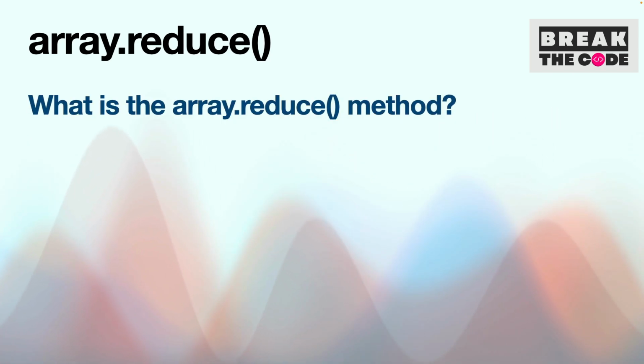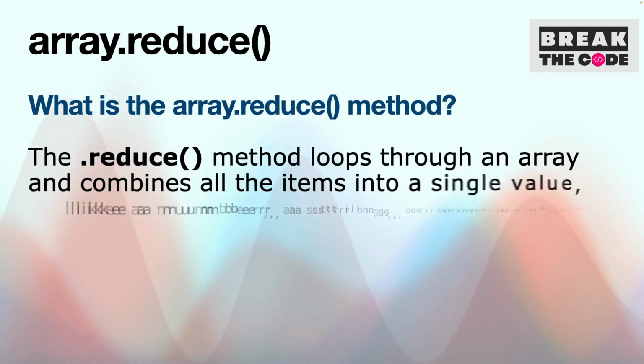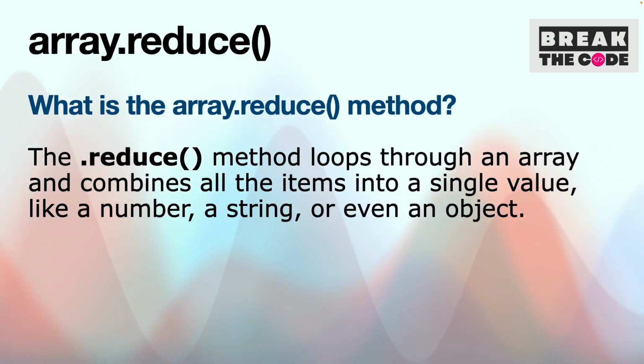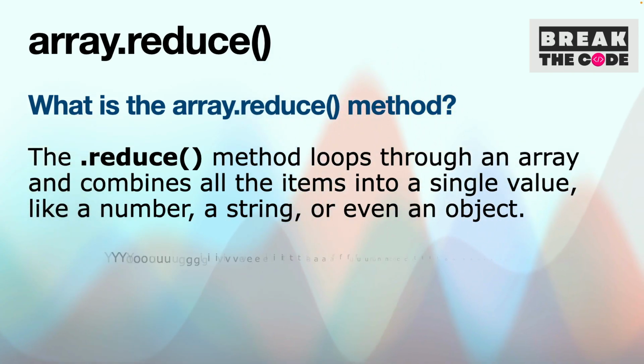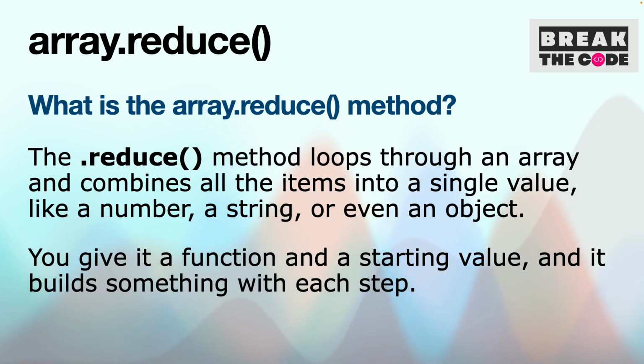So what is the array.reduce method? The reduce method loops through an array and combines all the items into a single value, like a number, a string, or even an object. You give it a function and a starting value, and it builds something with each step.